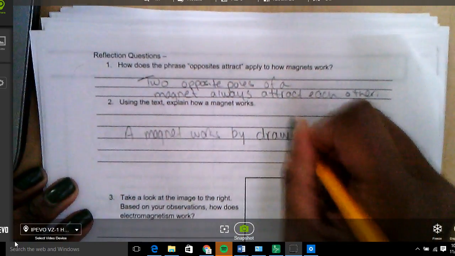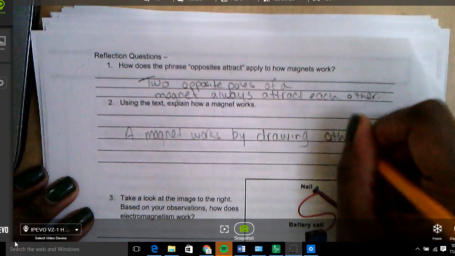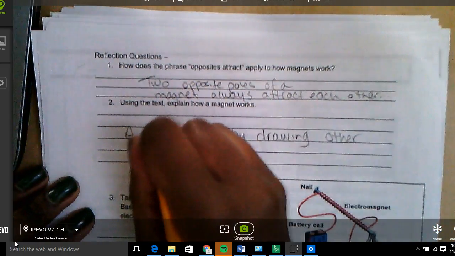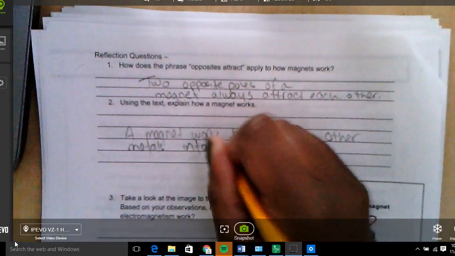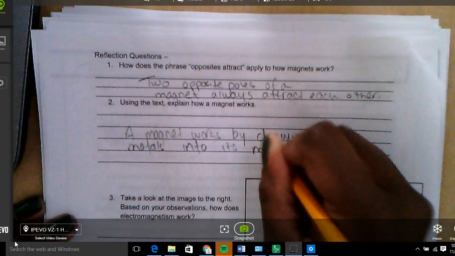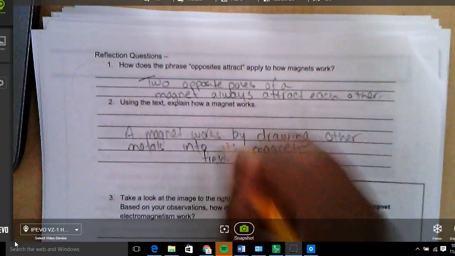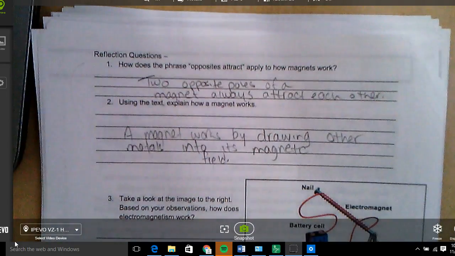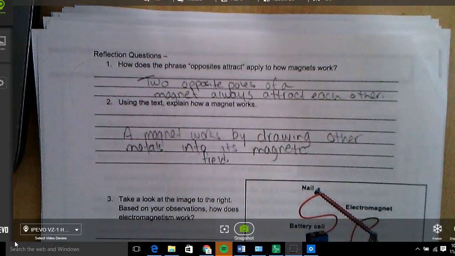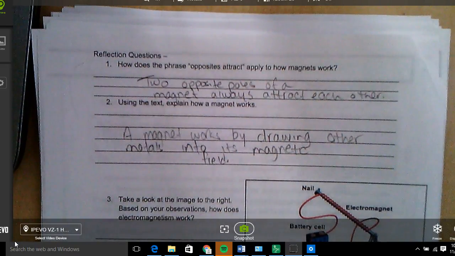Very good. So a magnet works by drawing other metals into its magnetic field. Is that electromagnetism? No, that's just magnetism. So if we have a magnet, how does it work? It draws other metals to it.